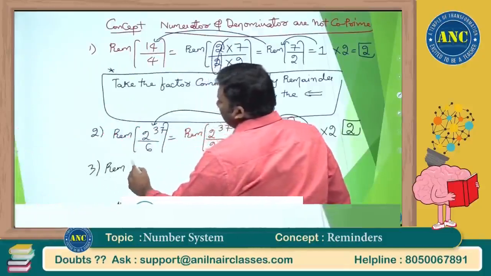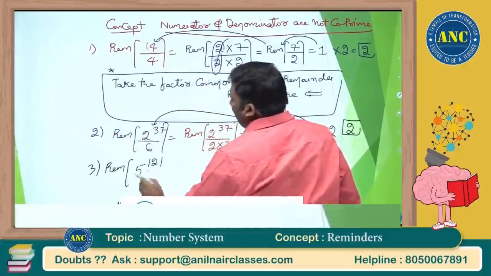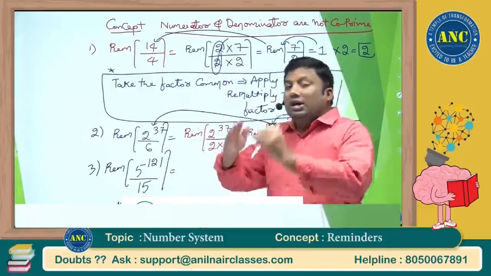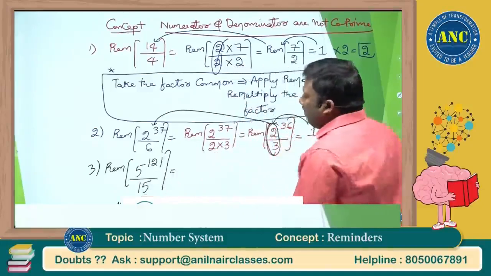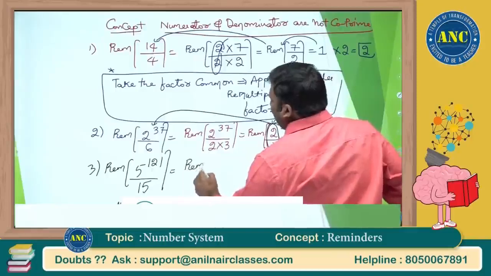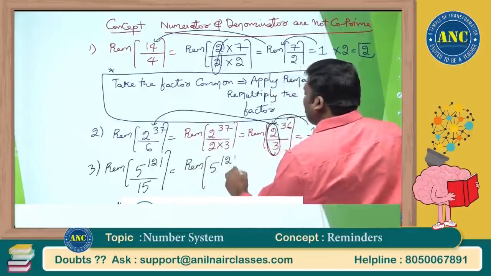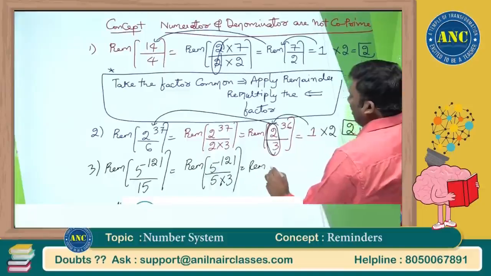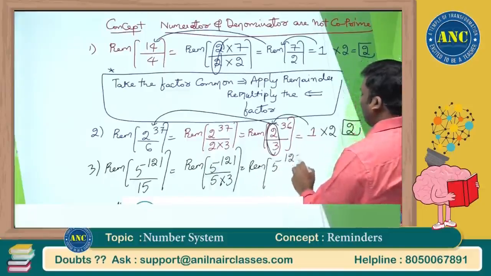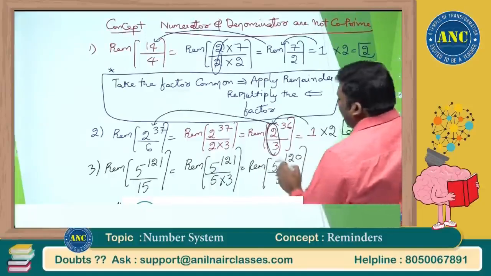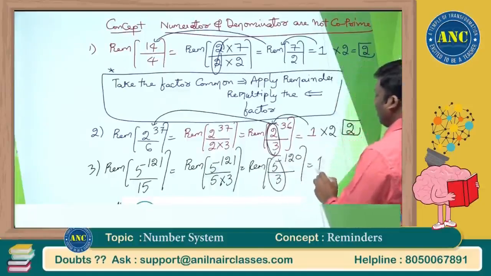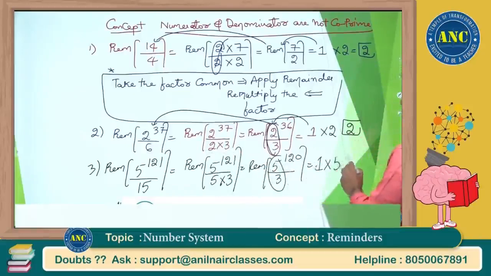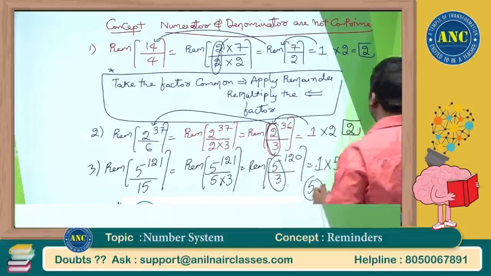Third question. 5 power 121 divided by 15. If the numbers are not co-prime to each other, make them co-prime to each other. 15 is nothing but 5 into 3. 121 minus 1 is 120. 5 power 120 divided by 3. 3 twos are 6, minus 1. Minus 1 power even is plus 1. 1 is for 5 power 120. I want 5 power 121. Multiply by 5.